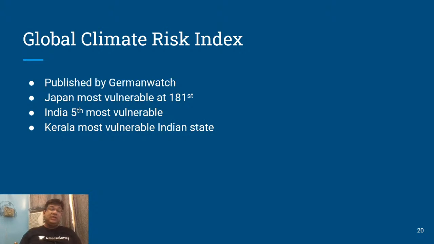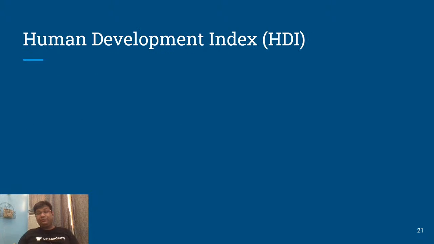However, within Indian states also there is further vulnerability. Kerala is a state that has suffered from a lot of flooding in recent years. So Kerala ranks most vulnerable among Indian states. Japan, of course, suffers from earthquakes, typhoons, tsunamis. They've suffered a lot of these things. So Japan is most vulnerable.